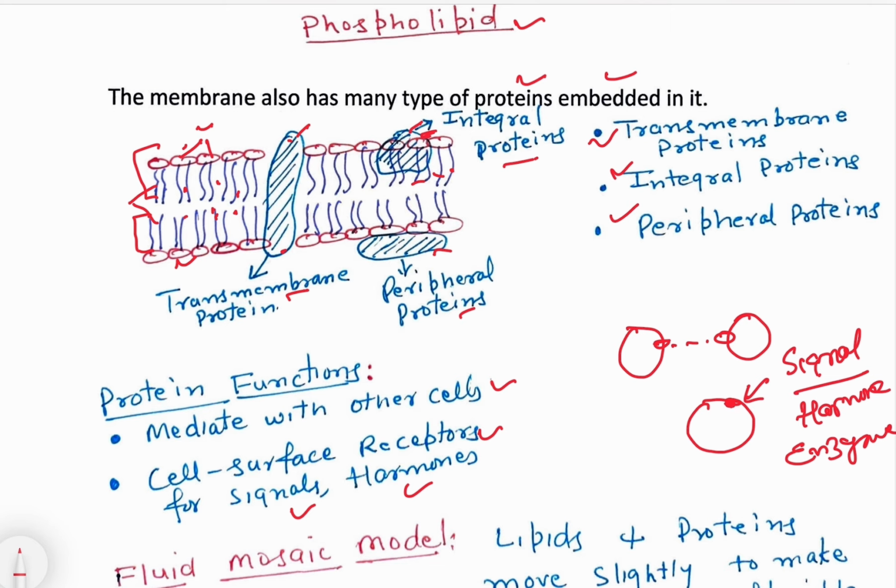These are cell surface receptors. A cell surface receptor is one where signals attach to this protein, and any signal is passed to the different organelles of the cell to do another type of function.